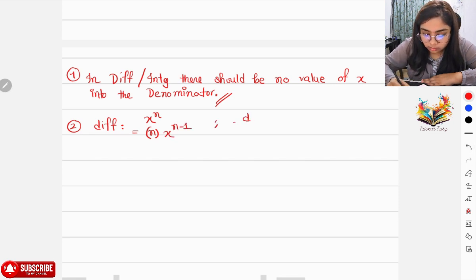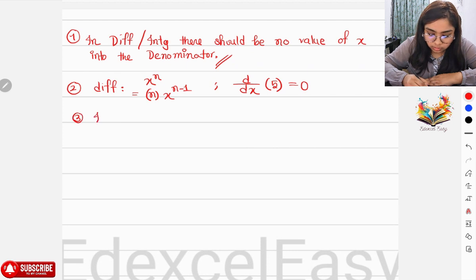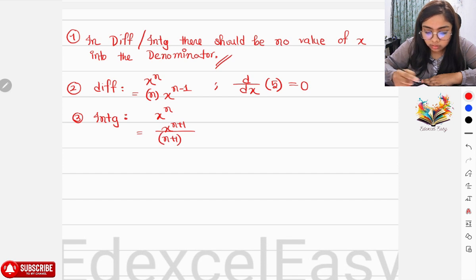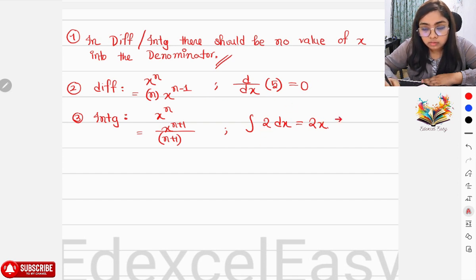And another thing, if you're going to differentiate any constant number that doesn't have any x involved, it will be 0. And for integration of x^n, the answer will actually be x^(n+1) divided by n+1. We're going to divide that entire term with the new power. And if there is any constant over here, that's 2 dx, the answer would actually be 2x. So for differentiation, a constant becomes 0. For integration, the constant is multiplied with 1x.